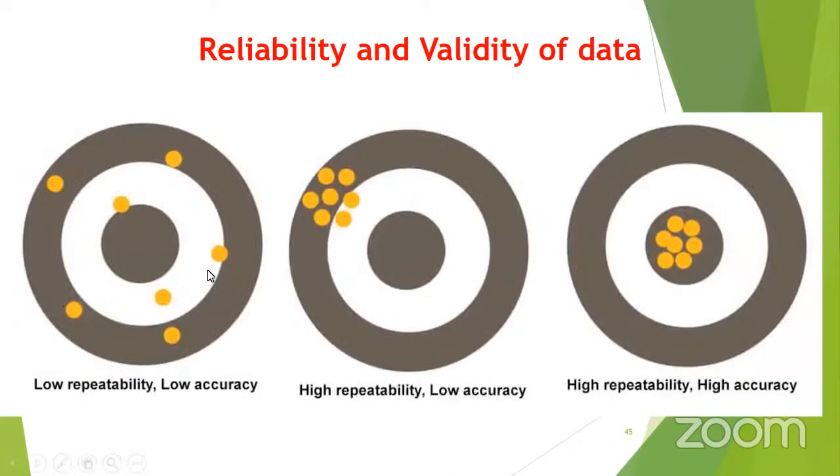In this first bullseye, you can see that all the information I am getting is randomly distributed. That means it is not repeatable. I'm not getting the same information every time. So this tool, from where I'm getting this data, has low reliability, low repeatability, and low accuracy also, because accuracy is in the center. This is the bullseye. Ideally, it should hit the center. If it hits the center, I can say it's valid, accurate, and precise. But it's not reliable, or has low reliability and low accuracy.